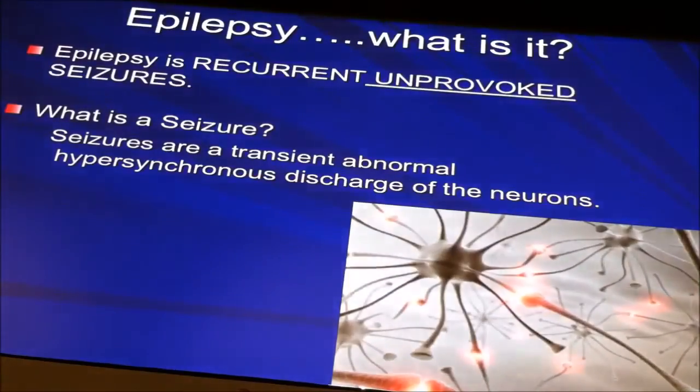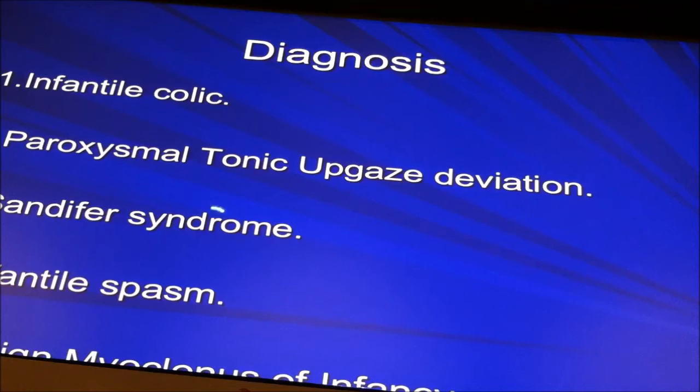Now, if I show you this video, and I hope it's going to work, what would be your spot diagnosis in this case? What is that? Okay, so the options are infantile colic, paroxysmal tonic upgaze deviation, Sandifer syndrome, infantile spasms, benign myoclonus of infancy. Number 4? Bassett, what do you choose? With 4, because the lady said that?